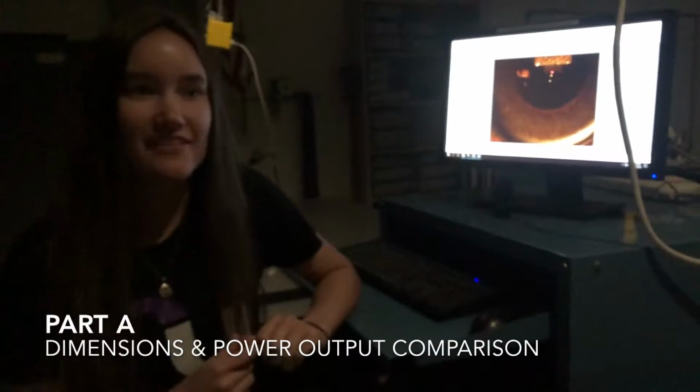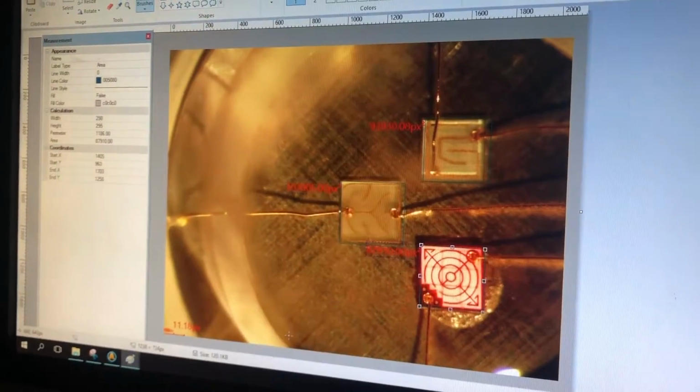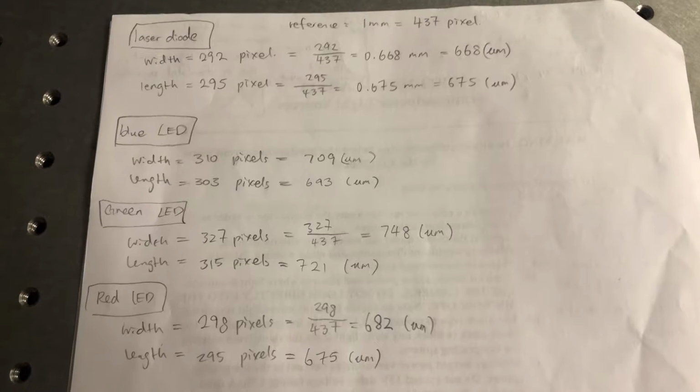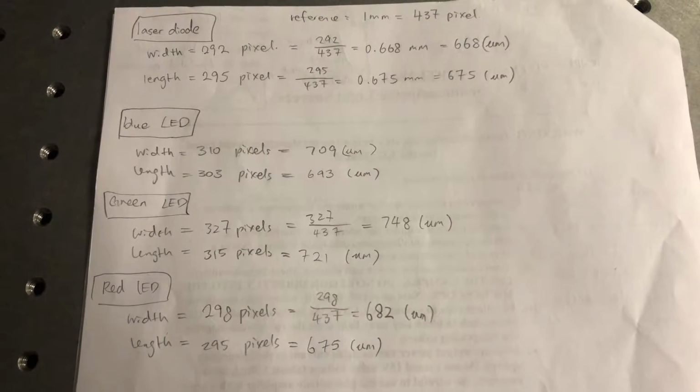So the purpose of this lab was to measure the physical characteristics of the LED and laser diode. We did this by using this microscope. So we measured how big the laser diode cavity is compared to the light emitted: blue LED, green LED, and the red LED. Measure the number of pixels, converted that to microns.